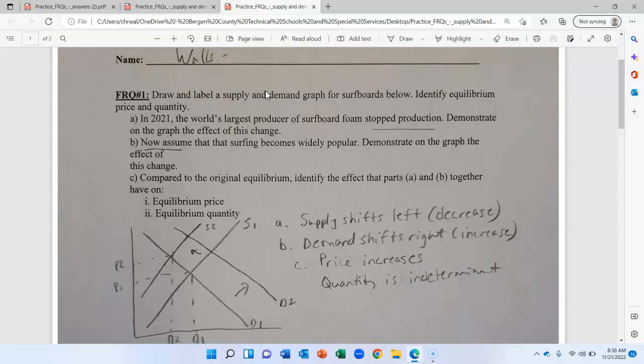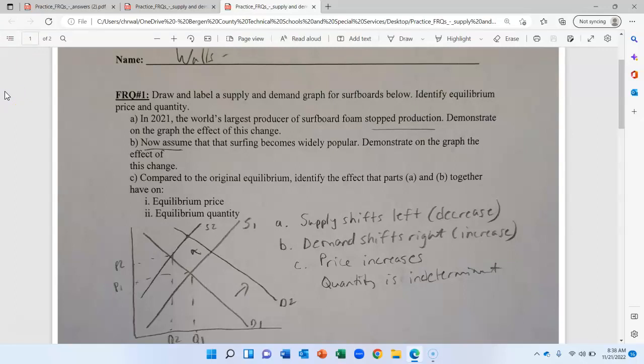So what will we expect to happen to our production of surfboards? It's going to decrease, right? It's going to shift left. As a result of our shift left, we're going to see a price increase and a quantity supplied that decreases, right? So we can look right here at P2 and Q2. That would be what happens as a result of the supply shift left, S2.